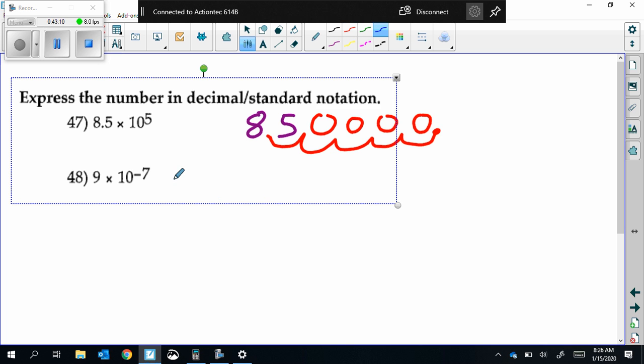9 times 10 to the -7th. -7 means it's going to be a decimal final answer, a really small final answer. The decimal started after the 9. We need to move it to a decimal number, a small number. We're going to move it 1, 2, 3, 4, 5, 6, 7 spots. Fill in the zeros.